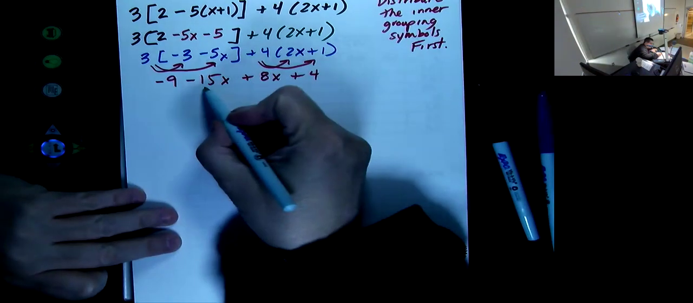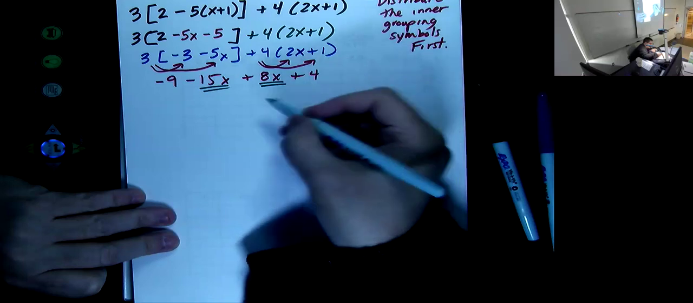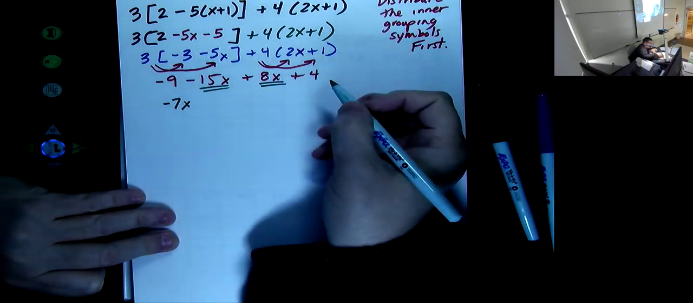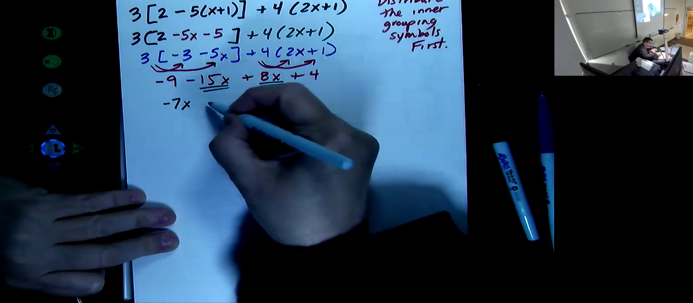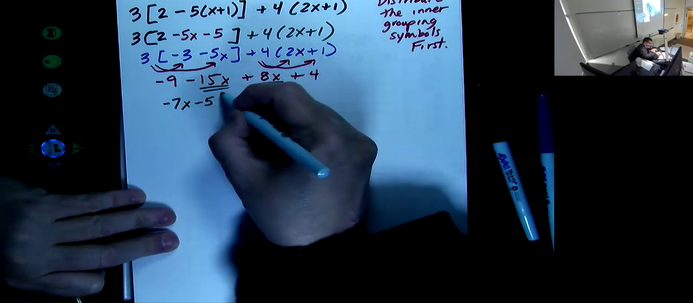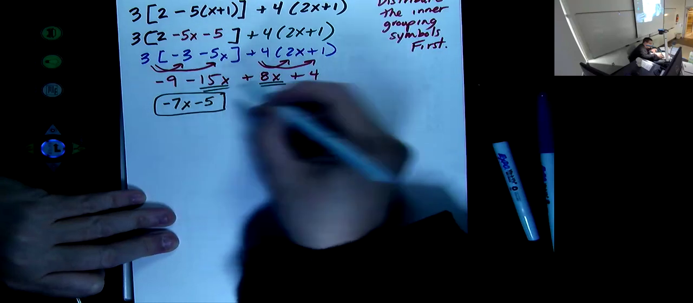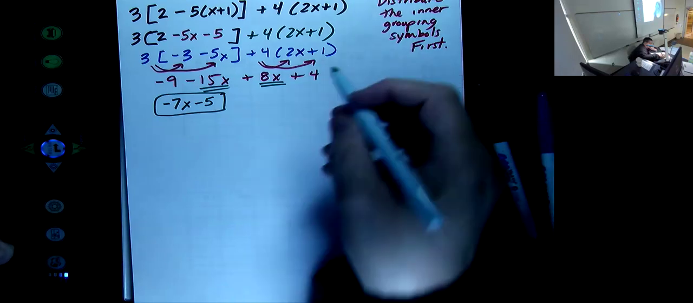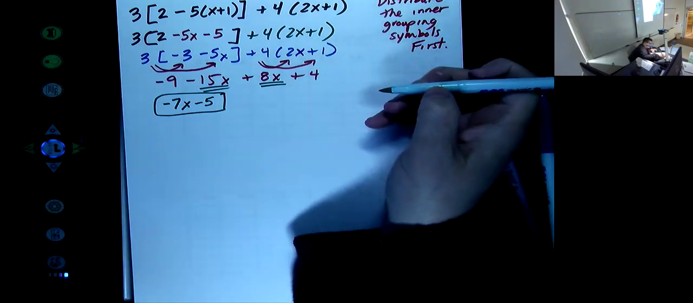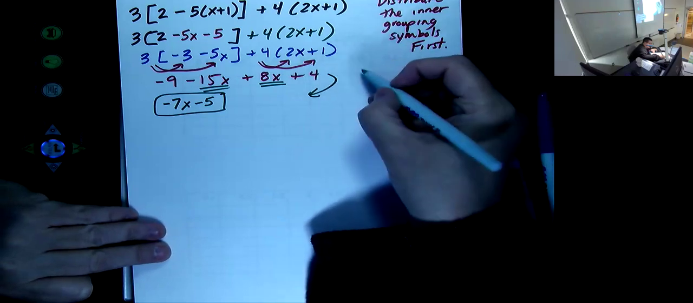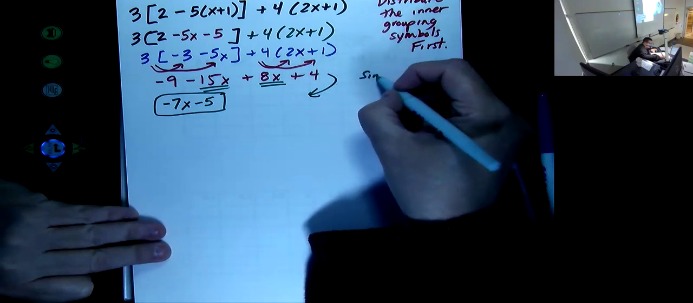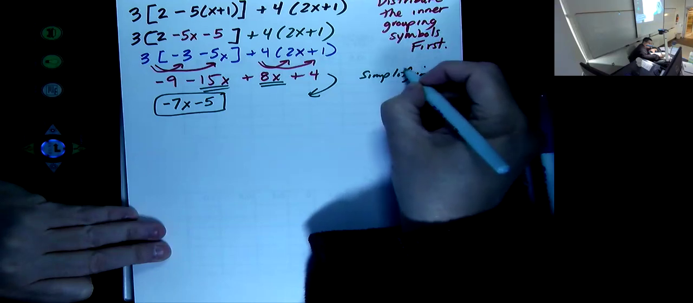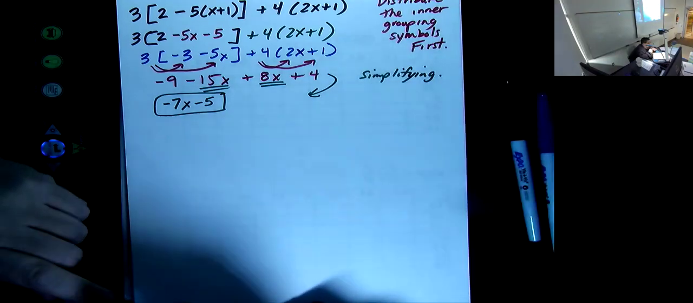Put them together, we will put those two together. -15 plus 8 is -7x. And -9 plus 4 is -5. They often call doing this, where you're combining the steps, simplifying. So if you see them say simplifying somewhere, this is one of the examples of where they use simplify.